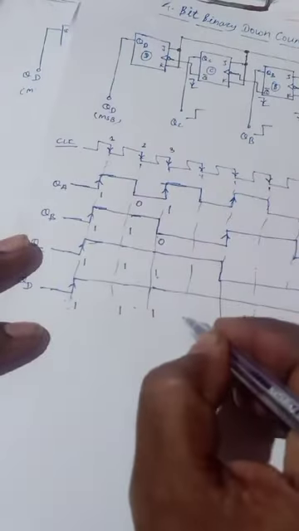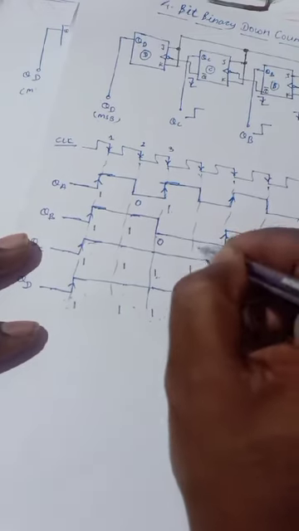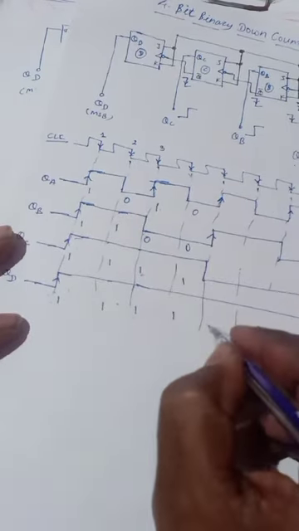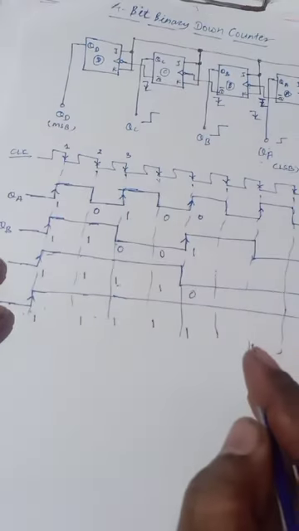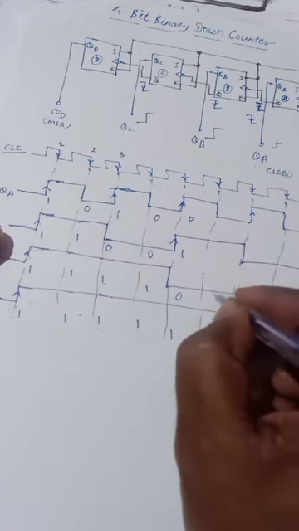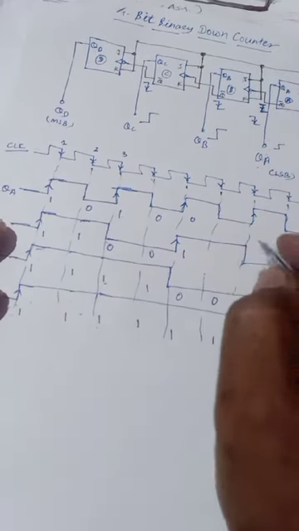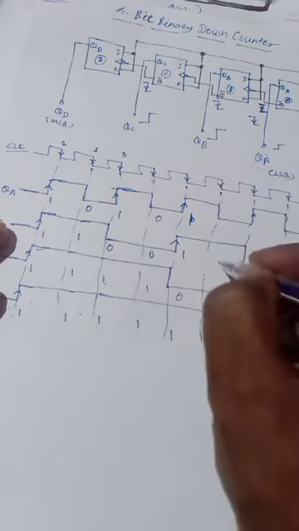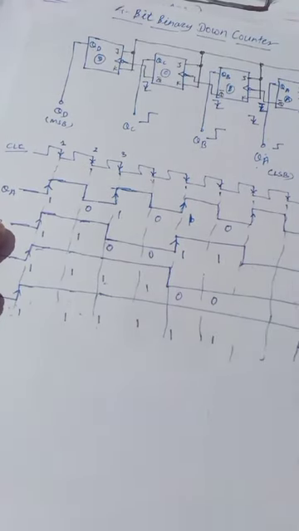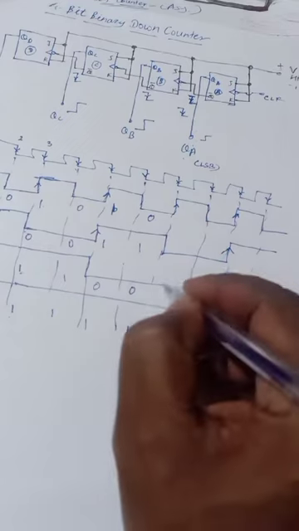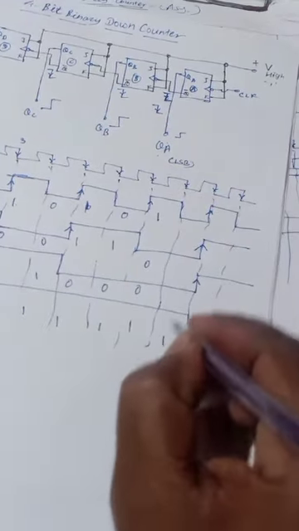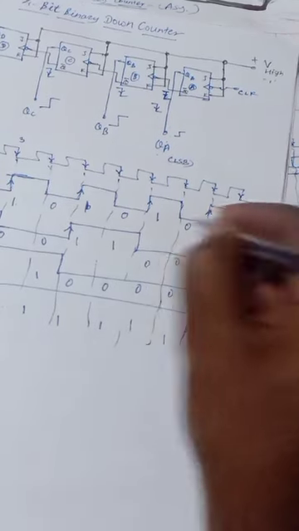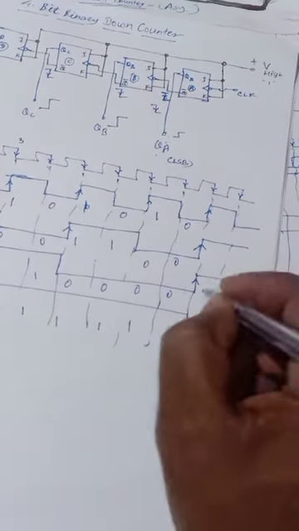Okay, so here if we see 1 1 1 1, now here it is 1 1 0 0. So here 1 0 1 0. Here 1 1 1 1, then 1 0 0 1, then 1 0 0 0. Okay, here 0 1 1 1.